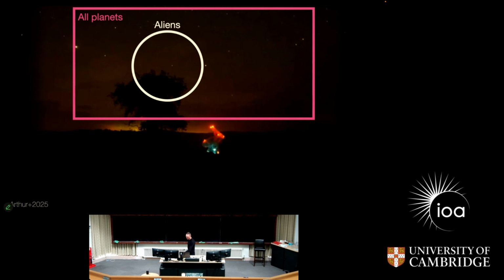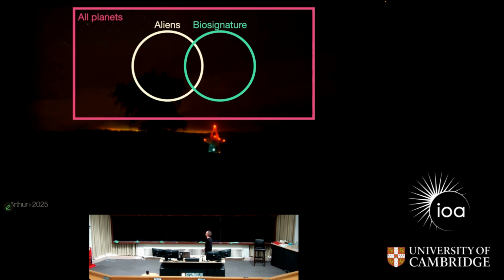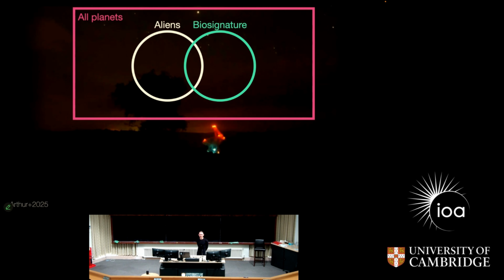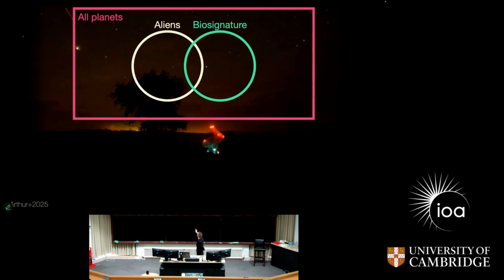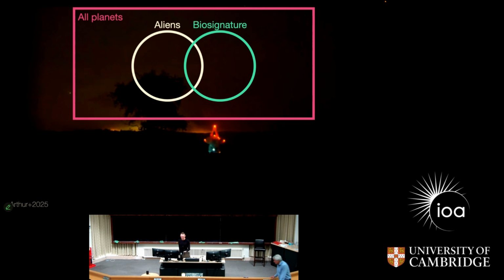Obviously, the alien is not what we observe. What we observe is some evidence for life on a planet. So that might be, generally speaking, a biosignature, a sign of life on the planet. Now, there'll be planets which host biosignatures without hosting any life. And there'll be some planets where there's both life and the biosignature, and there'll be planets which maybe have life but aren't producing that biosignature.